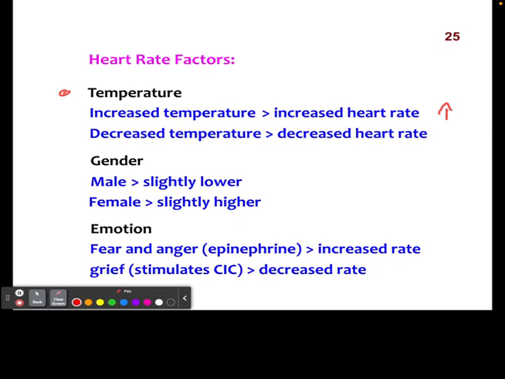Based on sex or gender, you may see this in general: females typically have a slightly higher heart rate than males. And then your emotions. If you have fear, so fight or flight, or if you get angry, your body will produce epinephrine, and that hormone will increase your heart rate. And things that do the opposite, something that may make you feel sad or down, might decrease your heart rate. So these are some examples of different factors that can affect your heart rate.